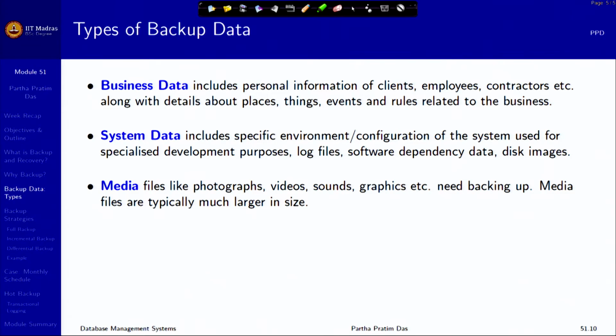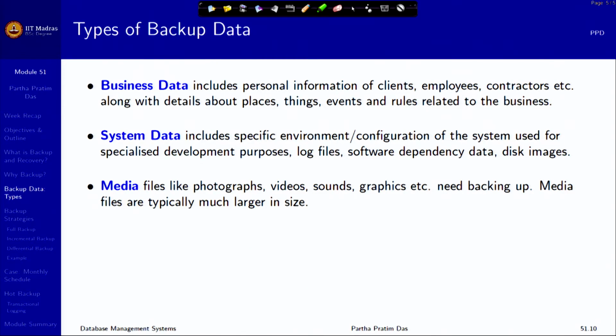The second is you will also need to back up the system data: the specific environment, the configuration, the systems catalog that you had for the database, the log files, software dependencies, different disk images and so on. So, this is the second category of data.